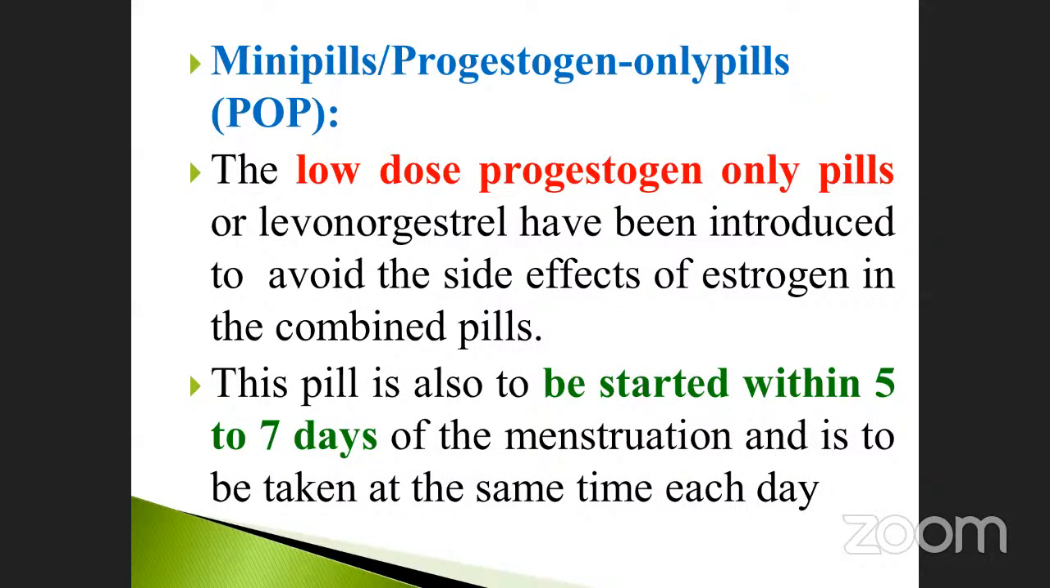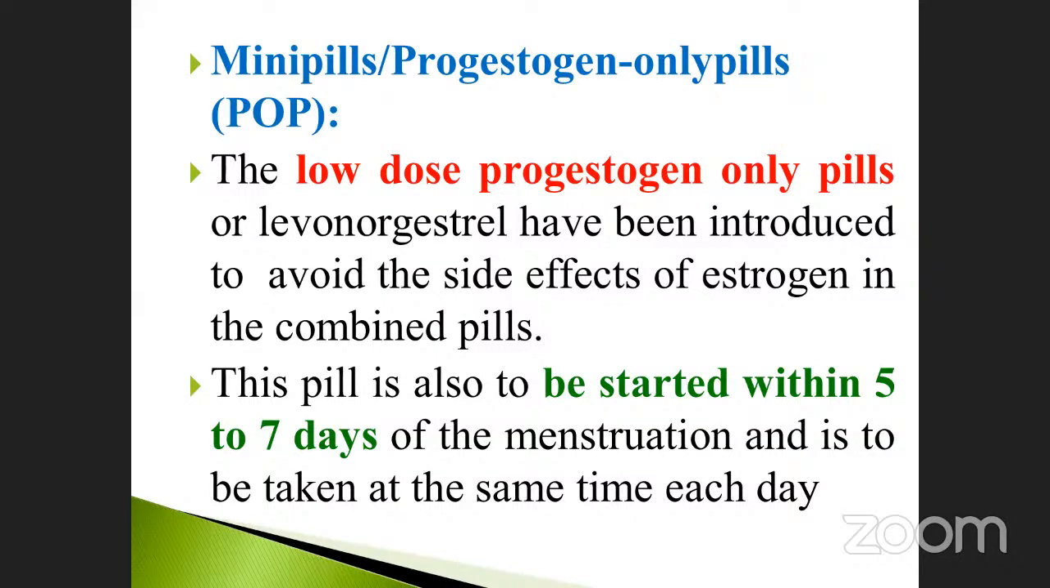Mini pills, progesterone only pills, the POP. We will finish it up to this level only. The lowest dose progesterone only pills are levonorgestrel, introduced to avoid the side effect of estrogen in the combined pills. This pill is to be started within 5 to 7 days of the menstruation and is to be taken at the same time each day.